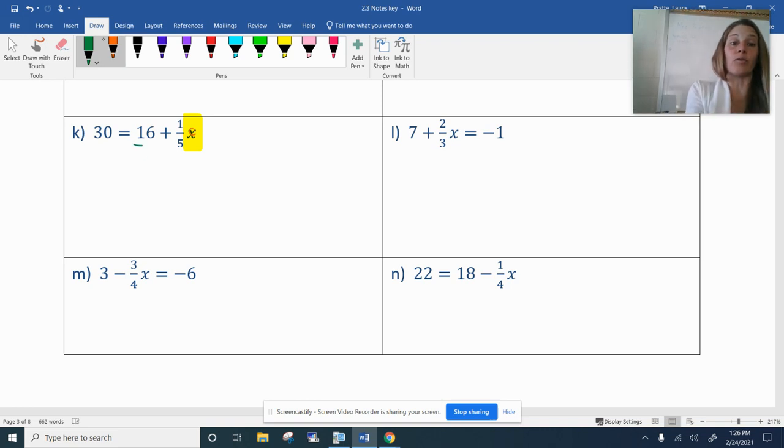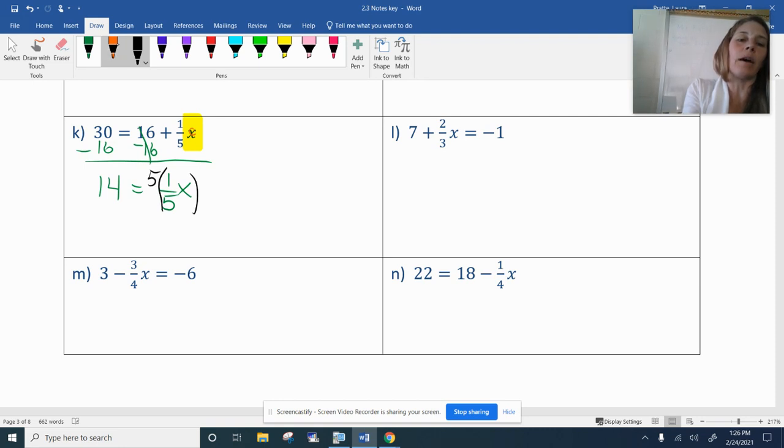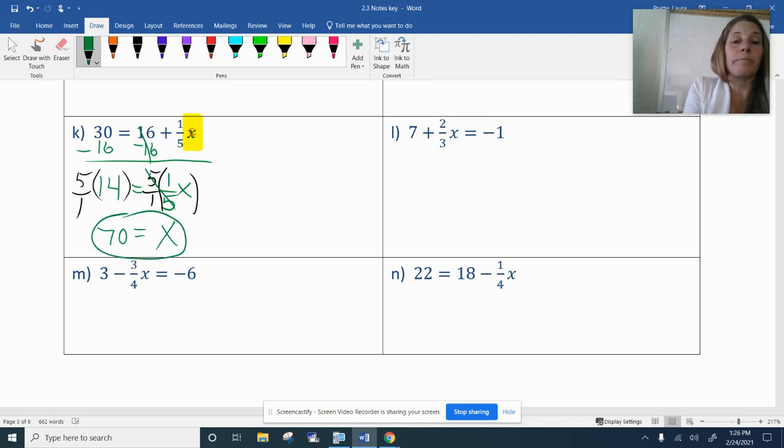In this case, I'm going to subtract 16, which leaves me with a 14, and then I have 1/5 x on the other side. Now, if you remember from yesterday's notes, when you have an entire fraction being multiplied to your variable, you would then divide by that fraction. But how do we divide by fractions? We really just multiply by the reciprocal. So we're going to multiply here by 5, or 5/1. So we end up with x equals 70.